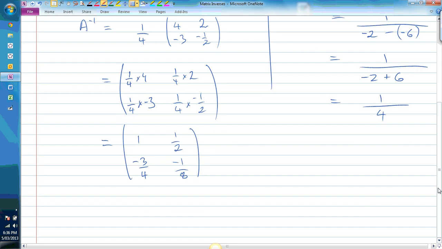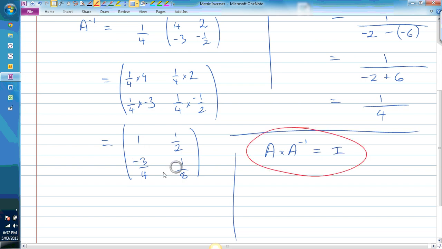I'm not going to do this now, but if you were to do A times A inverse, we would have to get the identity element. So I'd like you to have a go at checking that this is the correct inverse matrix.